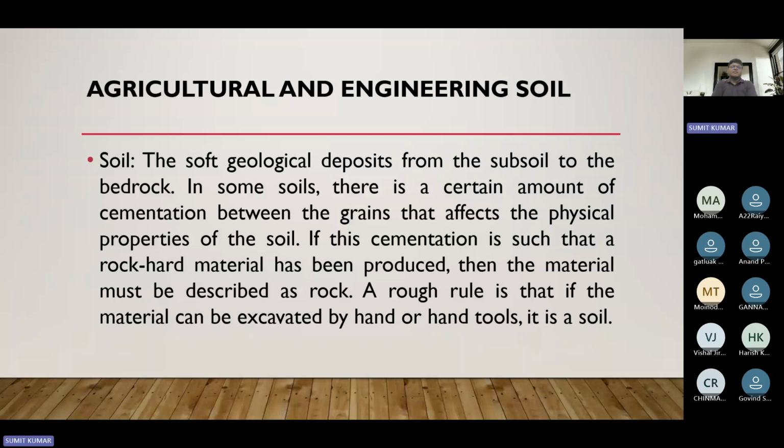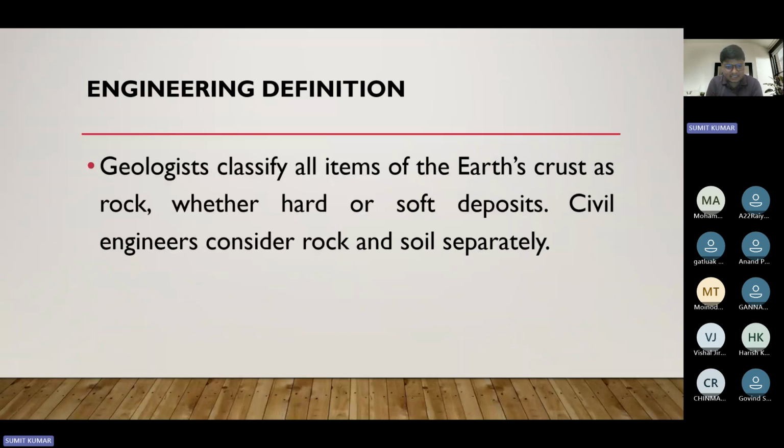Moving ahead, when we talk about the engineering definition, as we are civil engineers, the definitions need to be understood from widespread perspectives. In that, we say that the geologist classifies all items of the earth's crust as rock, whether hard or soft deposit, and the civil engineer considers rock and soil separately, right?